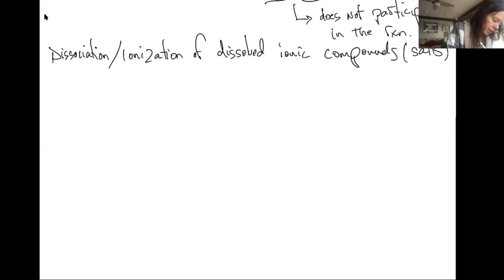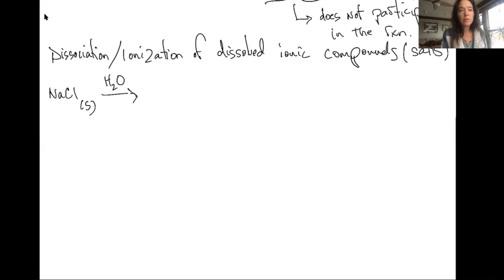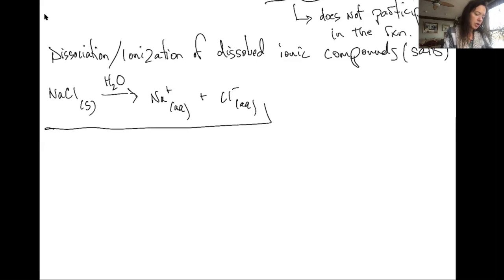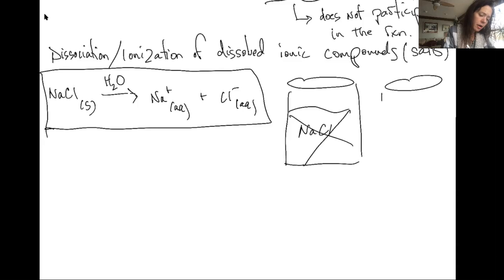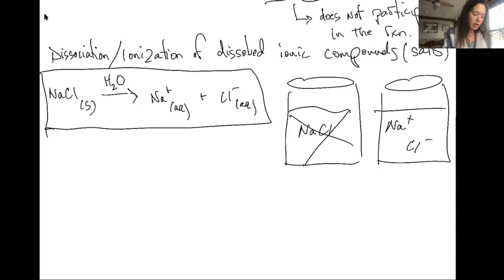Okay, so if I take sodium chloride and it's a solid and I put it into water, yeah, we know salt dissolves, right? It dissolves. But when it dissolves, it separates into its ions. So I actually have the sodium ion floating around in the solution and the chloride ion floating around in the solution. So this is called a dissociation equation. Okay, it shows how salt dissolves. When I put this salt in water, I do not have NaCl. Rather, I have sodium ions and chloride ions. Cool.